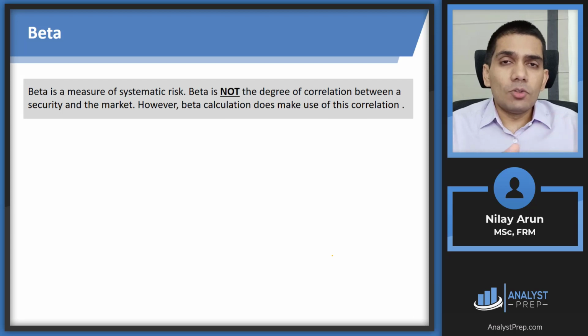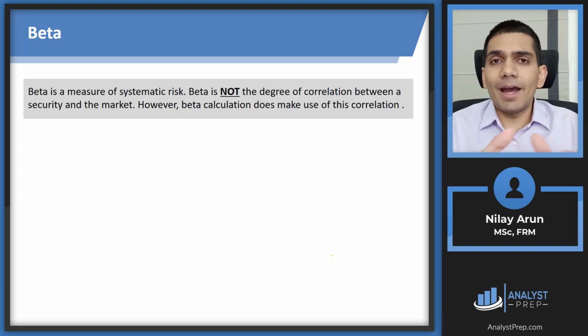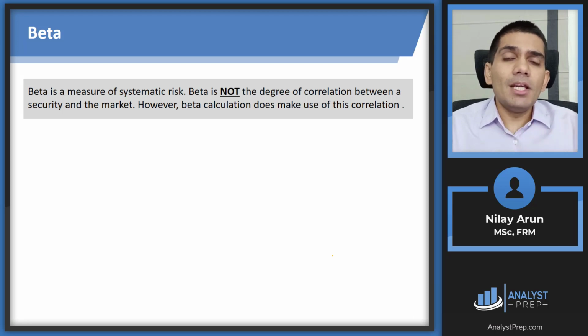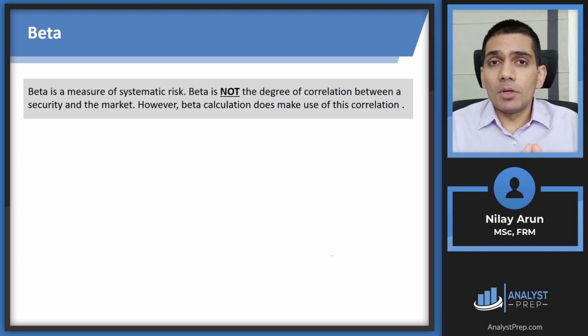Now, one thing that we need to keep in mind about beta, and that's a very popular misconception, is that beta is not actually the degree of correlation between the asset and the market. That's a definition which a lot of people end up giving, but that's actually not true. However, it does depend upon this correlation. So we'll come to that calculation and we'll see how the correlation plays a part in calculating beta.